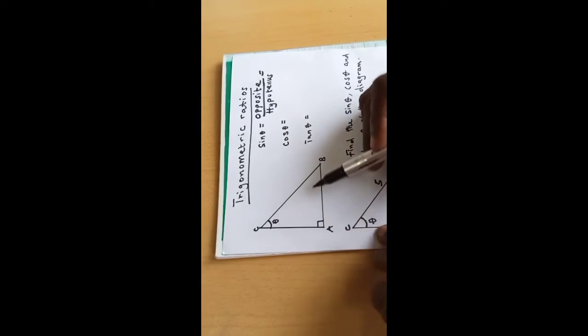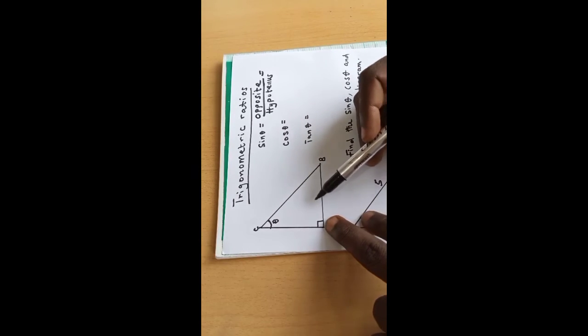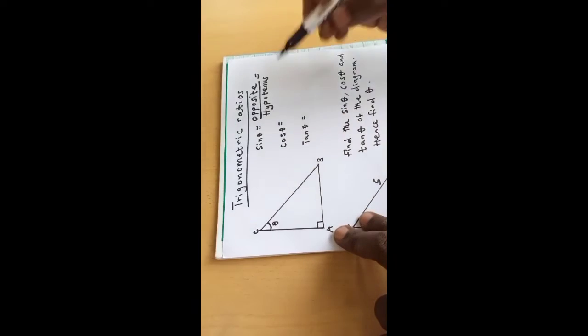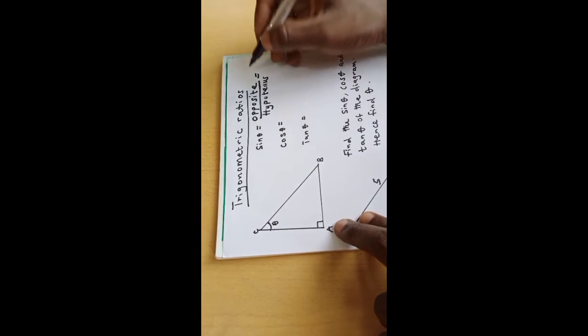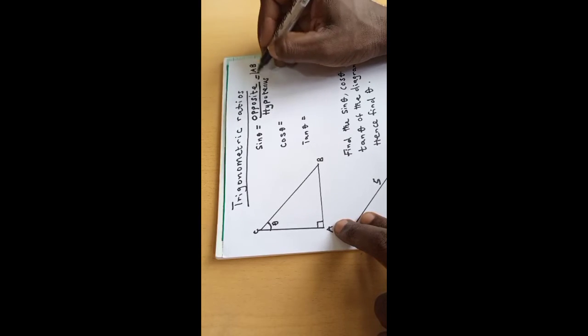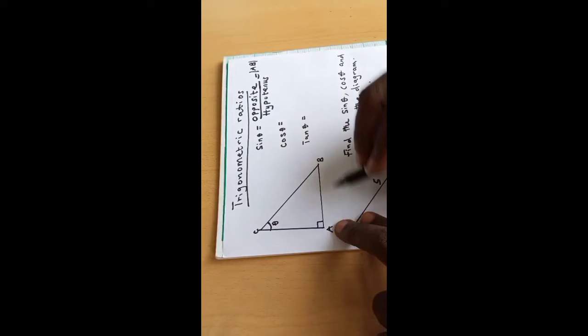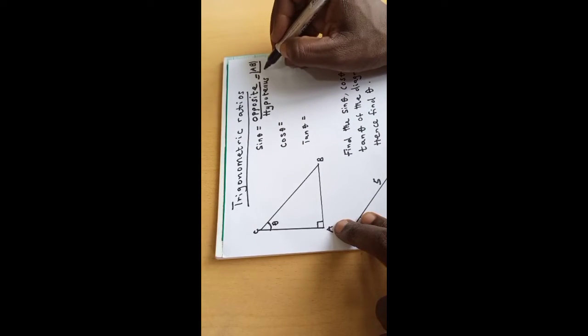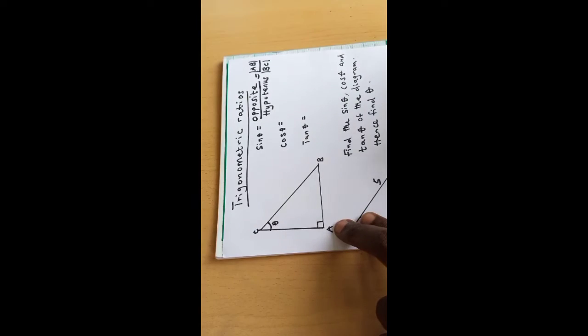So when we take this diagram into consideration, our sine theta is going to be opposite over hypotenuse, and that will be AB. That is our opposite with respect to theta. AB is opposite, and our hypotenuse is BC. So that will be AB divided by BC.